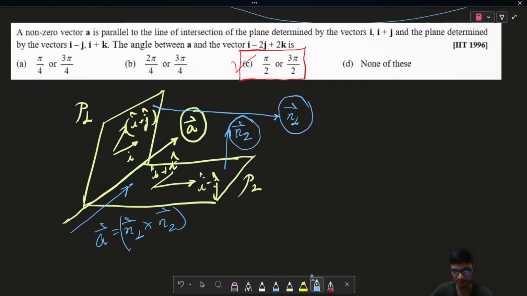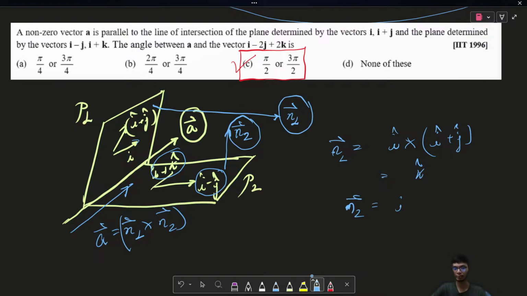I have two vectors, right? Now I can take the cross product of i cap and i cap plus j cap to find the n1 vector, and similarly I can take the cross of i cap minus j cap with i cap plus k cap to find the n2 vector. So let us do that operation. So n1 would be i cap cross i cap plus j cap, and that would come out to be k cap, and n2 vector would be just i cap minus j cap cross with i cap plus k cap.